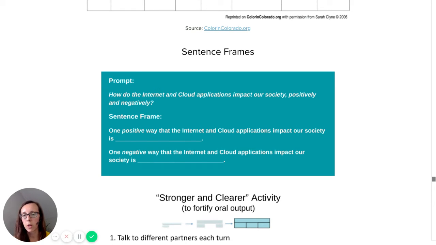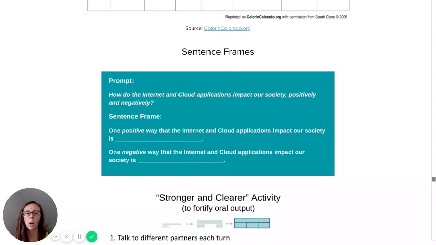So I mentioned sentence frames. Here is one specific one that comes from Mobile CSP. One of the prompts in one of the Mobile CSP lessons says, how do the internet and cloud applications impact our society positively and negatively? And you and I might have our response primed and ready to go for that.